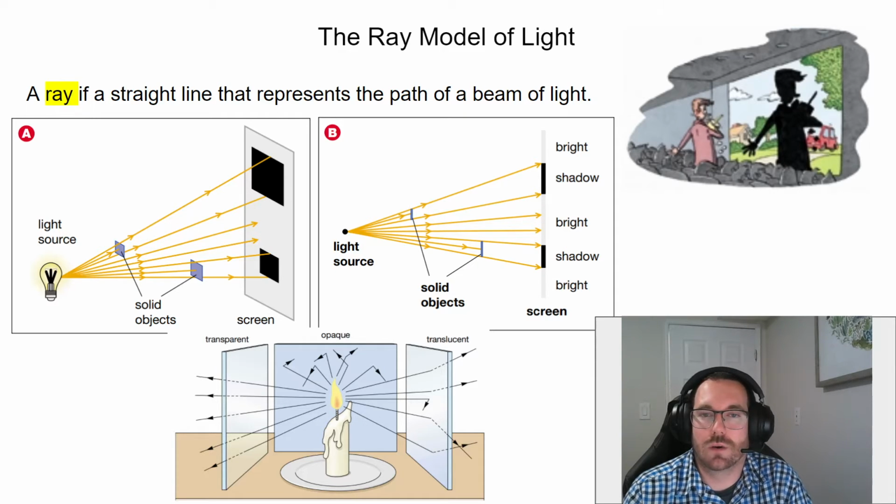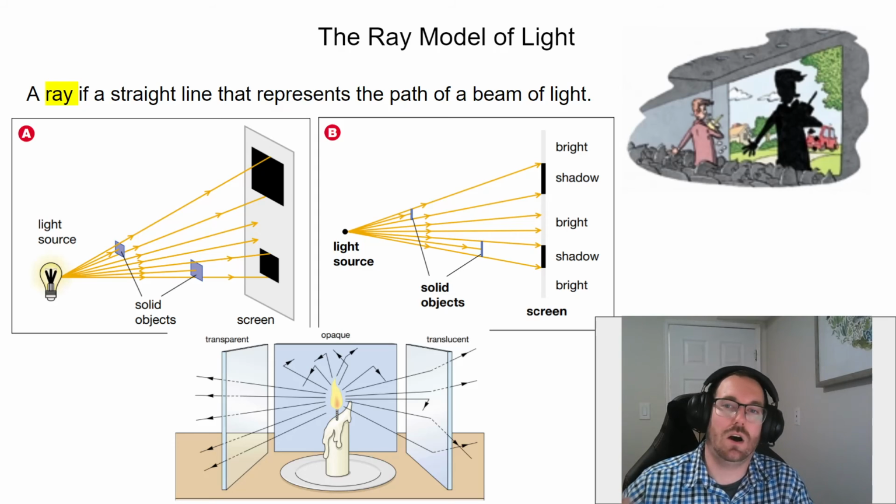This is the end of what we're going to be getting into today. In our next section of videos, we're going to be beginning to take a look at reflection and what happens when some of these light rays hit an object and bounce off that object.